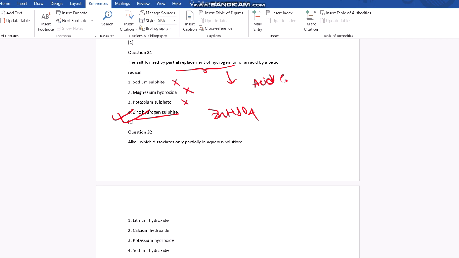Question number 32. Alkali which dissociates only partially in aqueous solution. They are weak alkalis, not strong electrolytes, they are weak electrolytes. So we have the options lithium hydroxide, potassium hydroxide, sodium hydroxide and calcium hydroxide. Here the answer will be between sodium, potassium, lithium. All of them are group 1. So between group 1 and 2, calcium hydroxide will be the weak electrolyte.